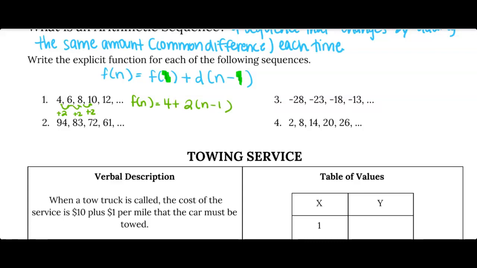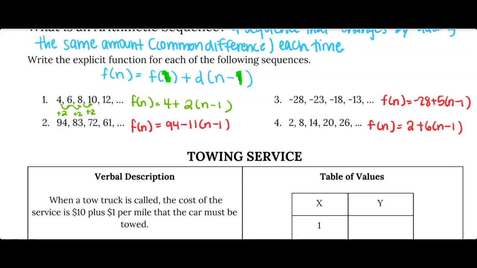So go ahead and try to do 2, 3, and 4 on your own, and then check your answers. Let's go ahead and take a minute or two to check your work for each of these. So you see that number 2 is decreasing by 11, starting at 94. Number 3 is increasing by 5, starting at negative 28. Remember, those terms are actually getting bigger. And then number 4 is adding 6 each time, starting at 2.